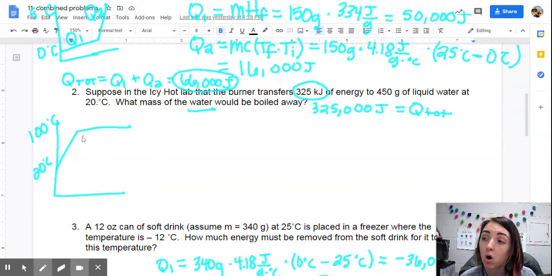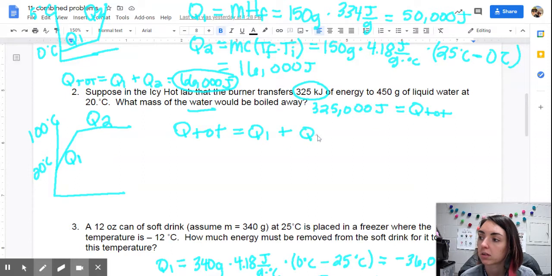So it's saying all of the water completes Q1. It all gets up to 100. But not all of the water gets to Q2. Remember that Q total equals Q1 plus Q2. And let's write down our equations for Q1 and Q2.